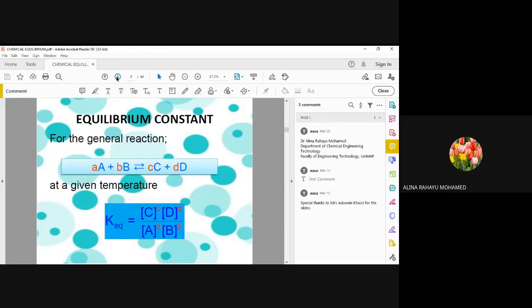Okay, for the general reaction, in order to calculate, we need to have an equation. So for a general reaction between A plus B to form C and D, this is a reversible reaction. We have small a, small b, small c, and small d. These are the stoichiometric coefficients, or the number of moles of the reactants, A and B, while C and D are the number of moles for the products.